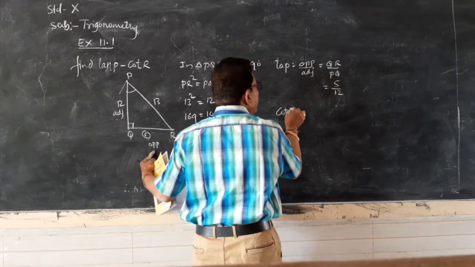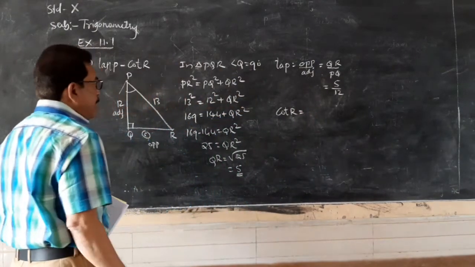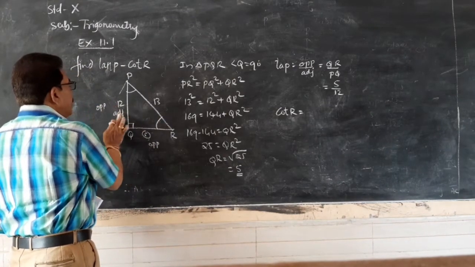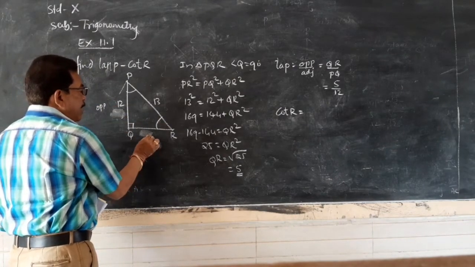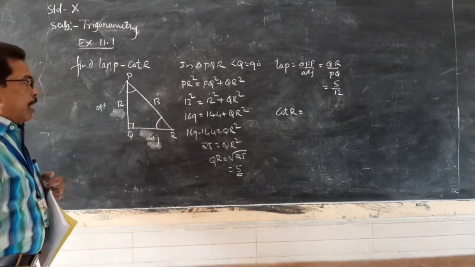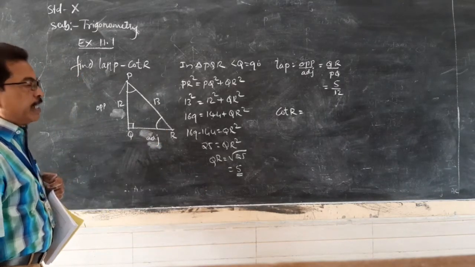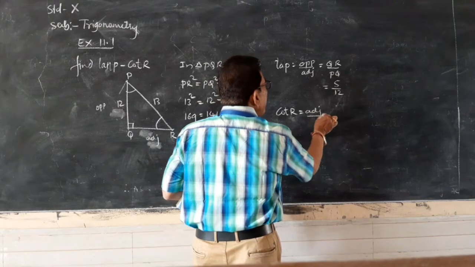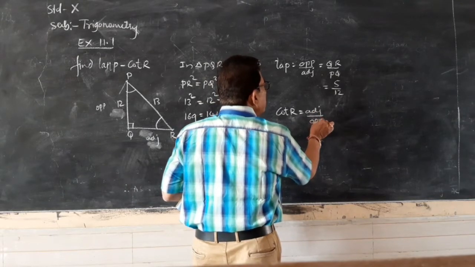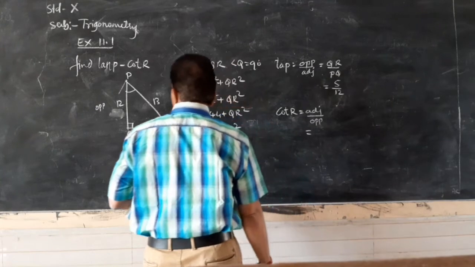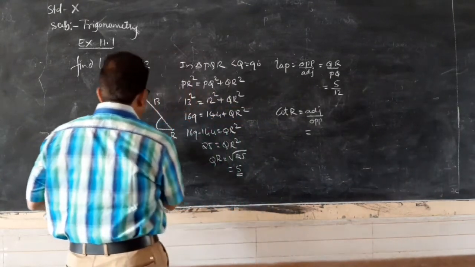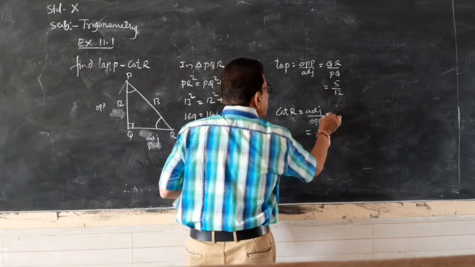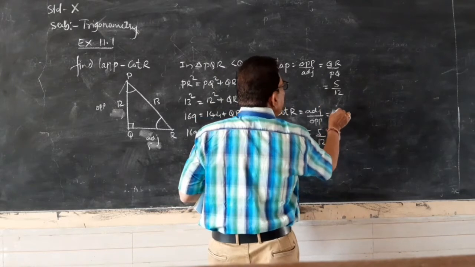Then cot R. Tan P minus cot R here. This will become the opposite side, and this will become the adjacent side. So cot R is the adjacent side divided by opposite side. Adjacent side is 5, opposite side is 12. So 5 by 12, that is QR by PQ.